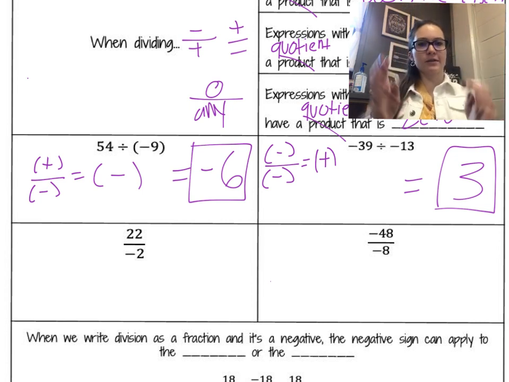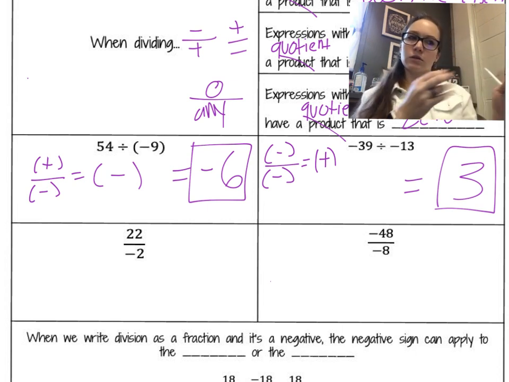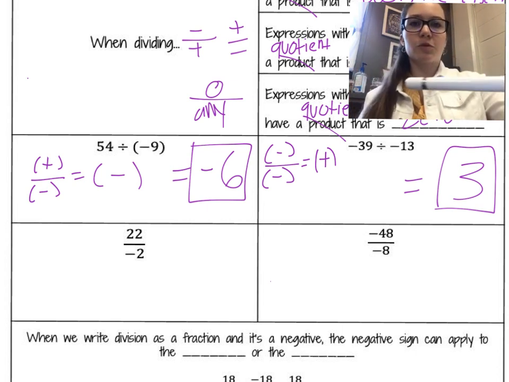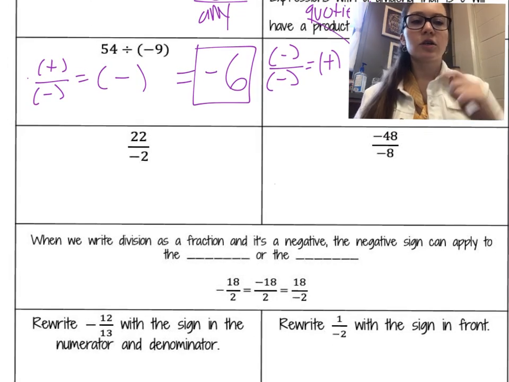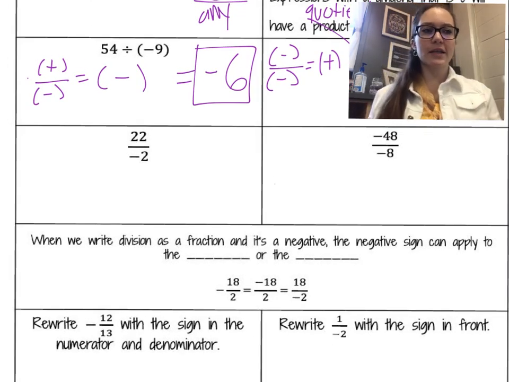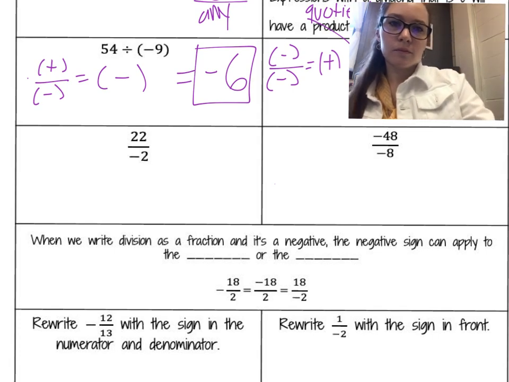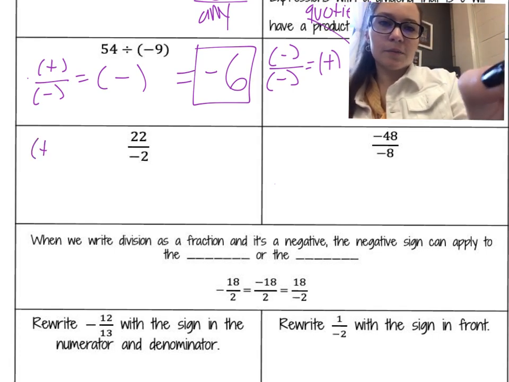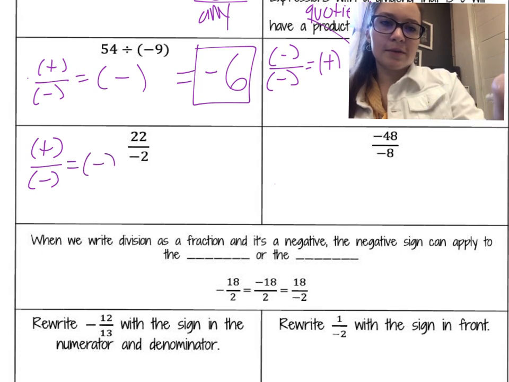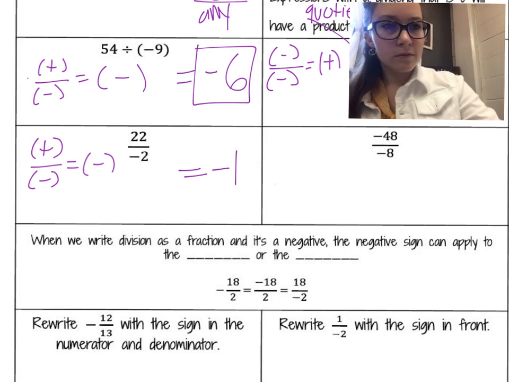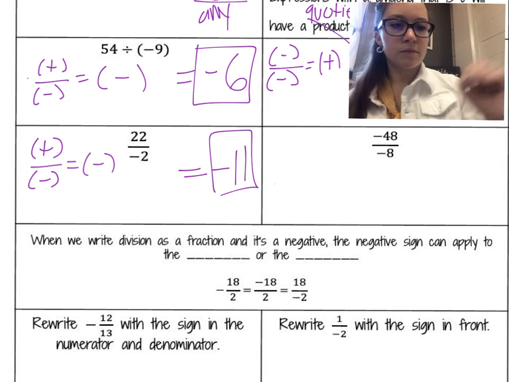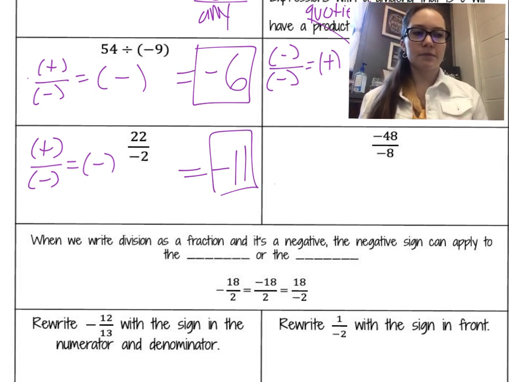So just figure out, is it going to be positive or negative? Do the division problem, and then just put them together. Right. 22 divided by negative 2. Well, this is a positive divided by a negative, which is going to be negative. Okay. Then 22 divided by 2 is 11. So negative 11.